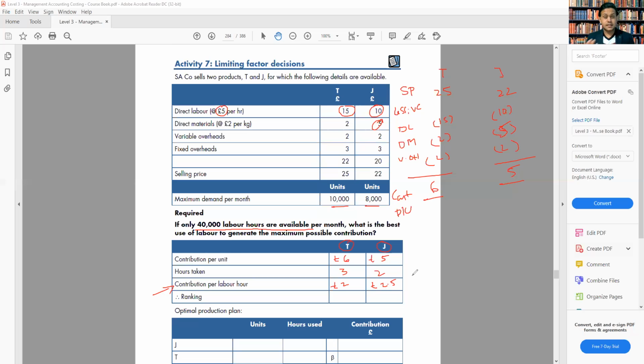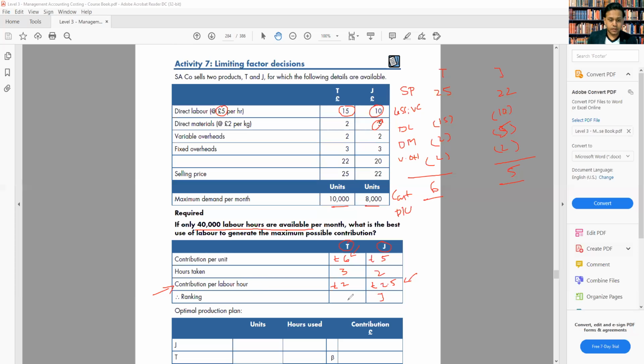Now you see the situation has changed. Before that, we saw the contribution for T was more than J. But now we can see it is changed. Now J gives us more contribution than T. So my ranking will be changed now. Which one should I make first, and which next? I'm going to make all the J first, because J gives me more contribution.